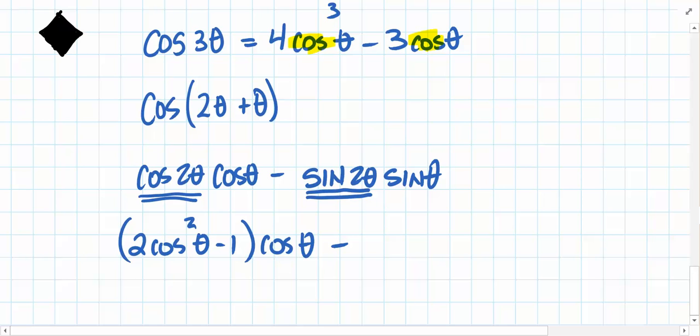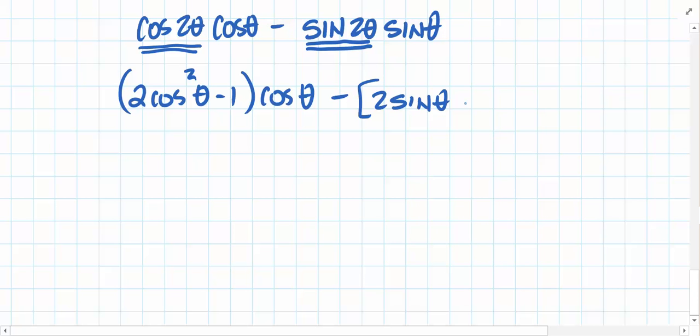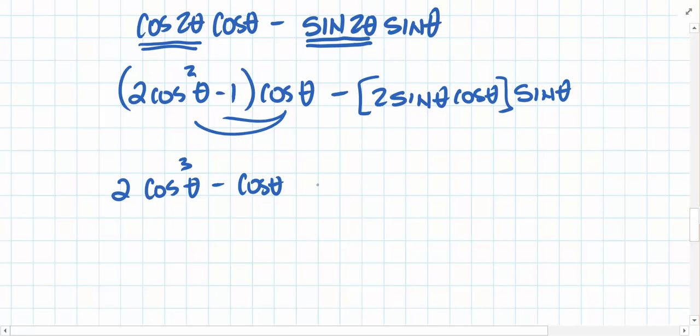Now, for sine of 2 theta, I don't have a lot of options, right? I only have one. What's it going to be? Change that to 2 sine theta cosine theta. And then I'll multiply that by sine theta. Does everybody see where that comes from? Okay, now I'm going to distribute my cosine in. Here it's going to give me 2 times cosine cubed theta minus cosine theta. Now I'm going to distribute my sine. It's going to be minus 2 sine squared theta cosine theta. All I did was distribute the cosine in and distribute the sine into that one term, right?